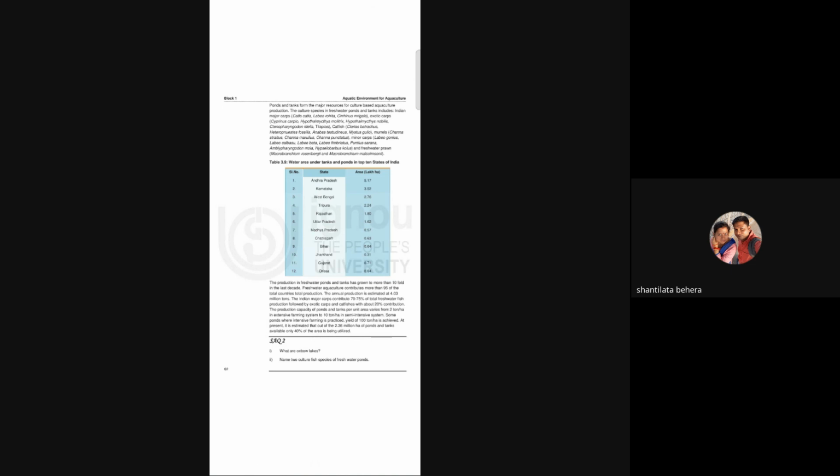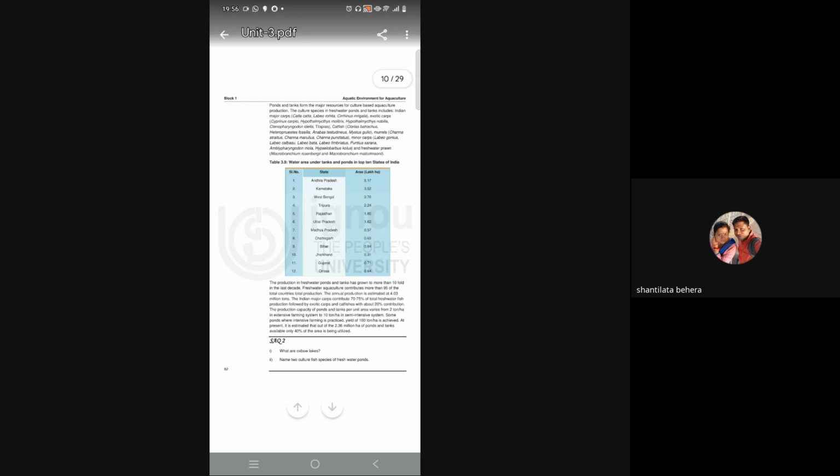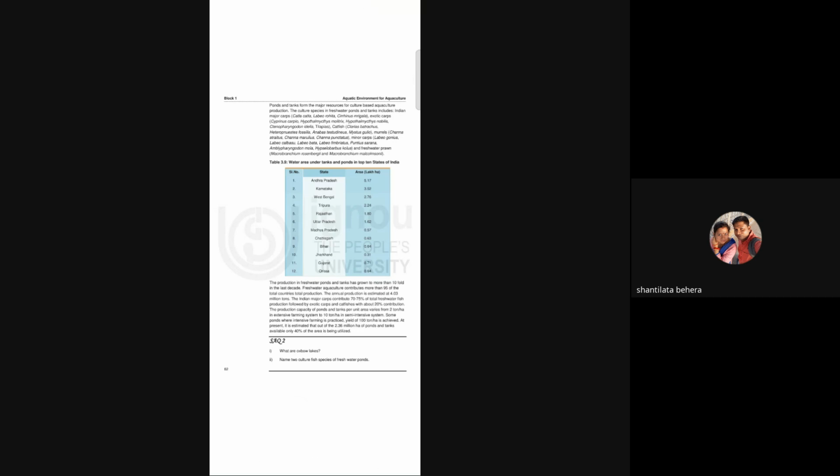So this is state wise data, table number 3.9. Water areas under tanks and ponds in top 10 states of India. So Andhra Pradesh has an area of 5.57 lakh hectare, which are the ponds and tanks used for the aquaculture process. Similarly, Orissa has 0.64. So Orissa has the lowest. It has 0.64 lakh hectare of ponds and tanks used for the inland fisheries.